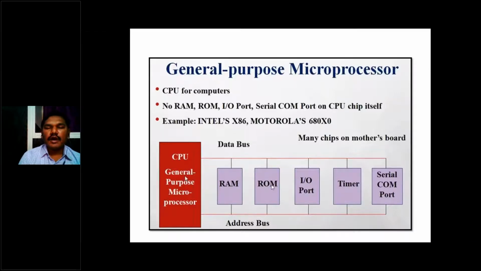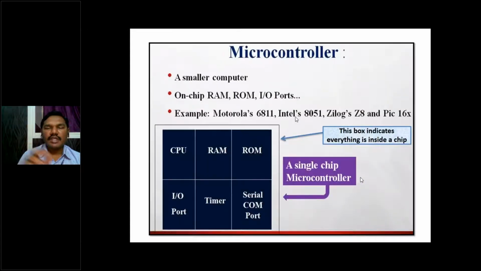Microprocessor is having all the devices external. But in the case of microcontroller, here you can see that I am showing the arrow here. This box indicates everything is inside of a chip. So it's called a single chip microcontroller.